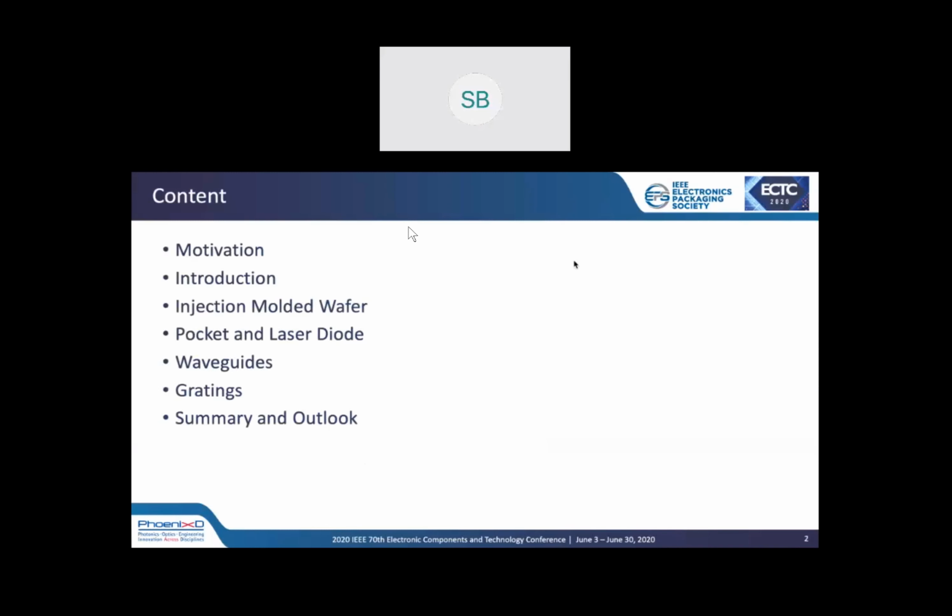I want to give you a quick overview of the content of this presentation. I will start with the motivation, which is followed by the introduction. This is followed by the concept of the injection molded wafer, the manufacturing of the injection molded wafer, the concept of the pocket and the laser diode. I will give you an overview about the concept of our waveguides and the manufacturing of our waveguides, as well as the concept and the manufacturing of the gratings. In the end, I will give you a short summary and an outlook.